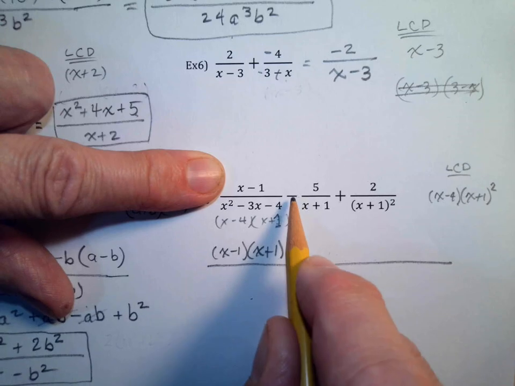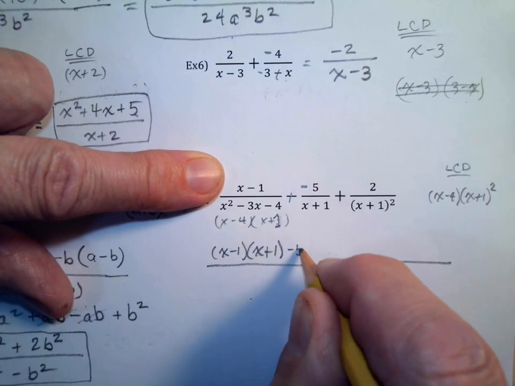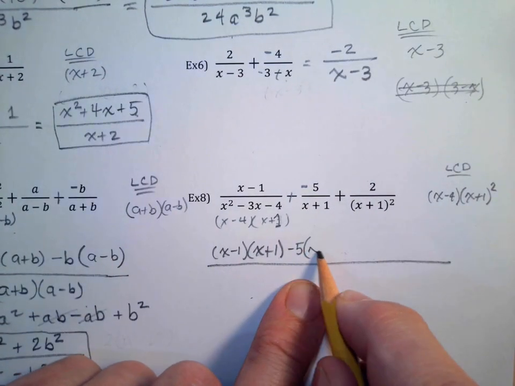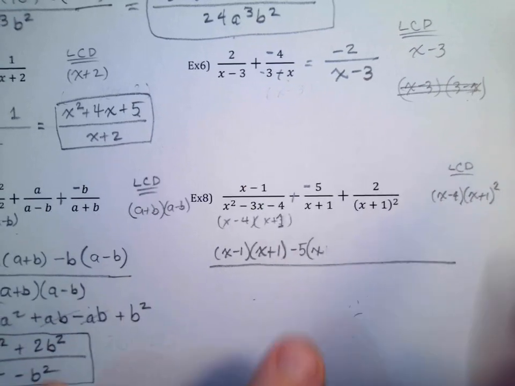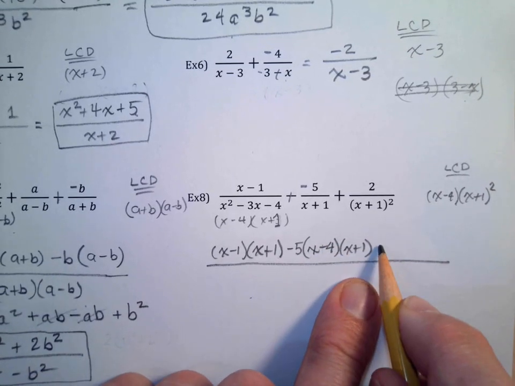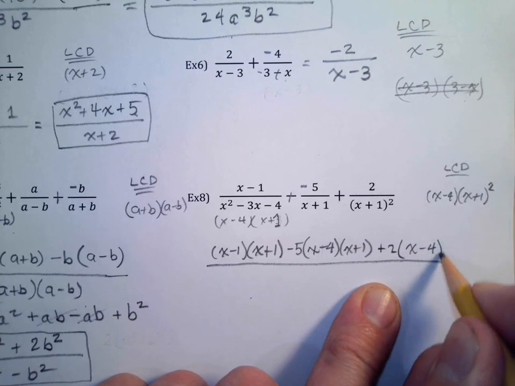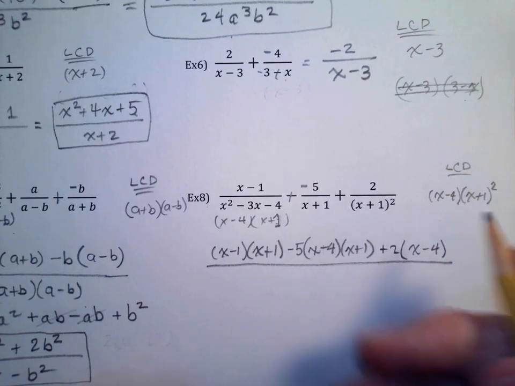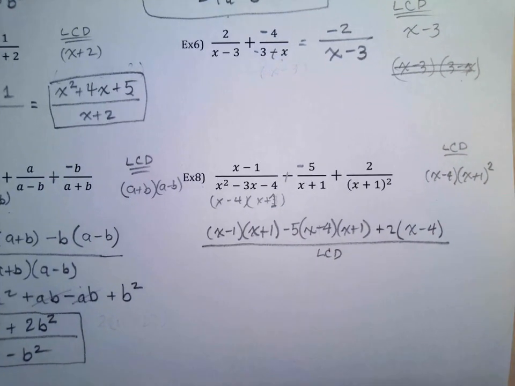And let's do this whole thing. Now again, I'm going to move this negative up to the 5, so I remember to distribute the negative with the 5. So negative 5, what do I need to multiply this by to make it that? Well, two things, x minus 4, x plus 1. And then the plus 2, what do I need to multiply this by? Just the x minus 4. Okay? And sometimes, so I don't have to keep rewriting that, I'll cheat. As I'm working through the problem, I'll just say LCD, just to save myself a little time.